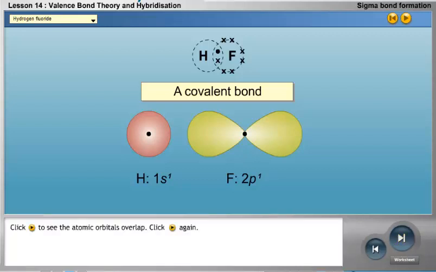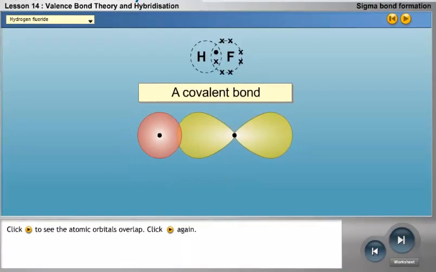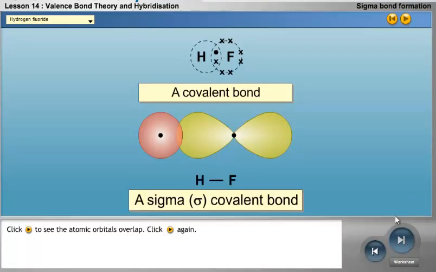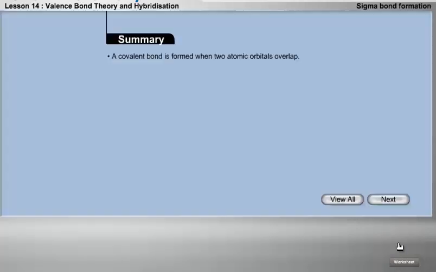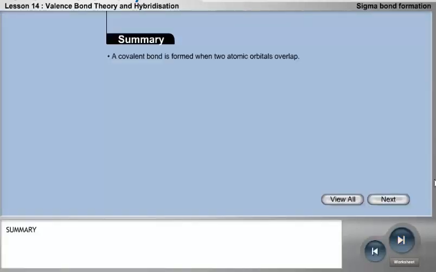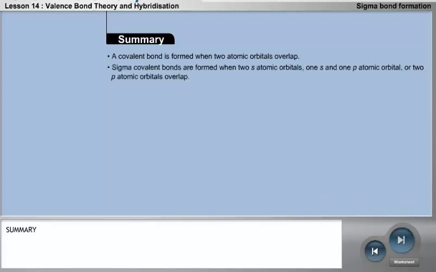Click the forward button to see the atomic orbitals overlap. Click the forward button again. Where is the electron density greatest in the molecular orbital? Answer: between the hydrogen and fluorine nuclei. Summary: a covalent bond is formed when two atomic orbitals overlap. Sigma covalent bonds are formed when two s atomic orbitals, one s and one p atomic orbital, or 2 p atomic orbitals overlap.